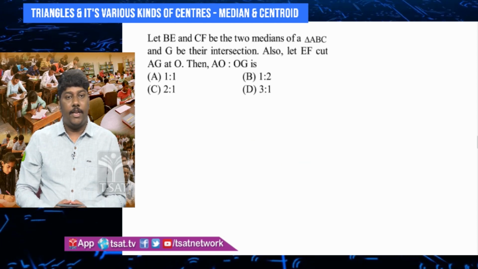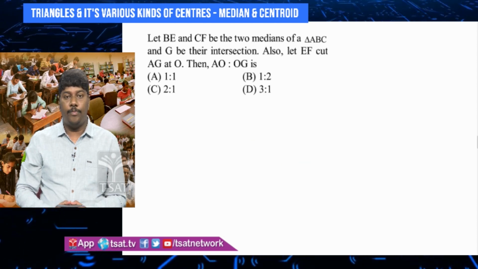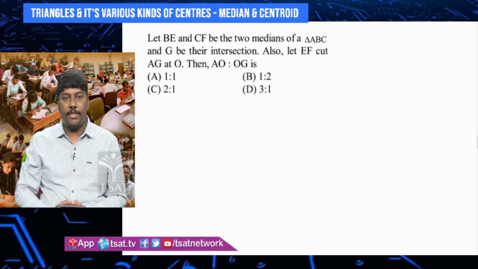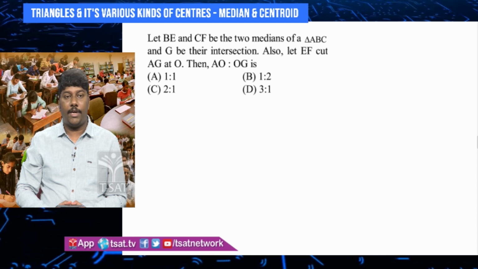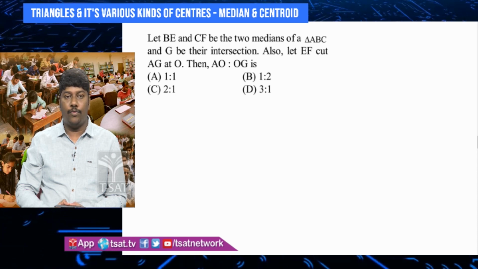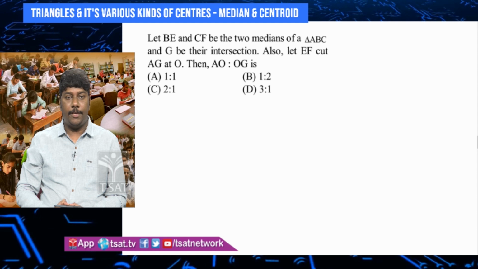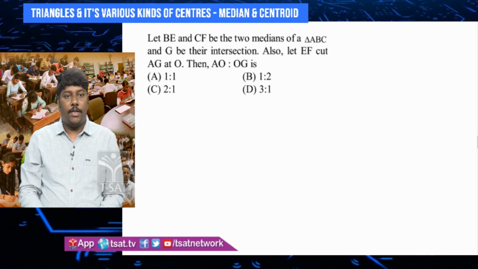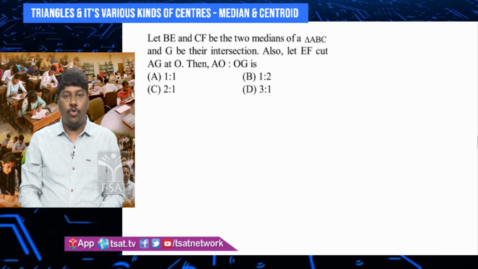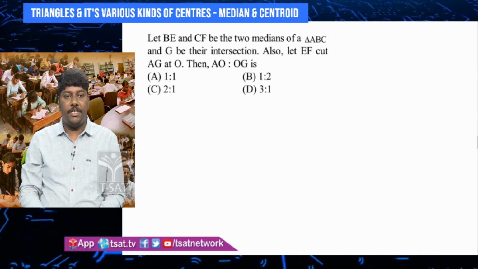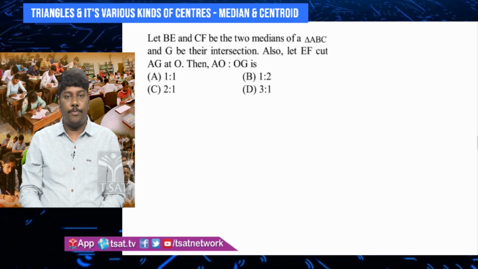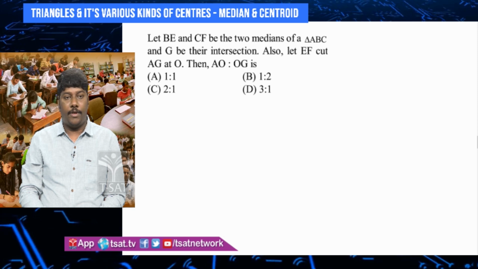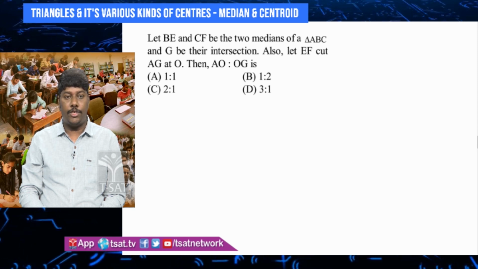Here in this problem, let BE and CF be the two medians of triangle ABC and G be their intersection. We know G is nothing but the centroid. Also, let EF cut AG at O, then AO is to OG. This ratio we have already seen in the property, but once again we will see it here. Let us look at this problem. Let BE and CF be the two medians of triangle ABC and G is their intersection. The intersection point of medians is called the centroid. Here G is the centroid. Also, let EF cut AG at O, then AO is to OG is.